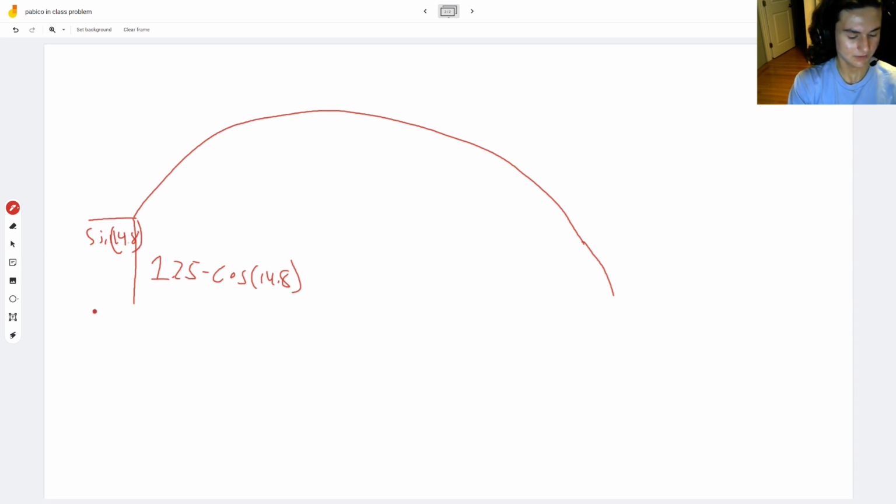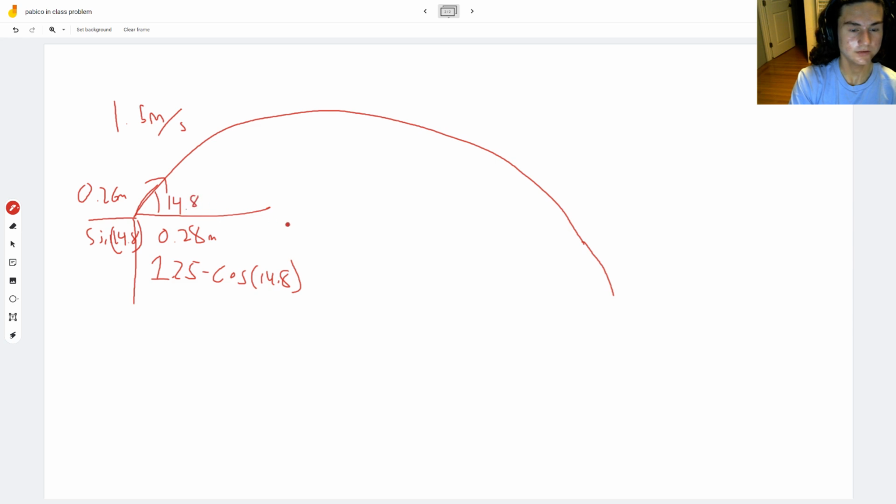So basically, if I plug this into my calculator just to make it easier for us, 14.8 and then 1.25 minus cosine 14.8, we get, I'll just say 0.26 and 0.28, and that's going to be in meters. So then we know we have an initial velocity of 1.5 meters per second, and our initial launch angle is going to be 14.8. So we can break this up into two components.